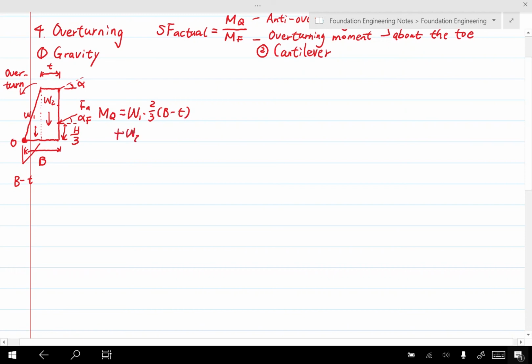Then plus W2. W2 is in the center, so the distance from W2 to O, from here to this line, will be B minus 1/2 of T. So this is 1/2 of T, T divided by 2.